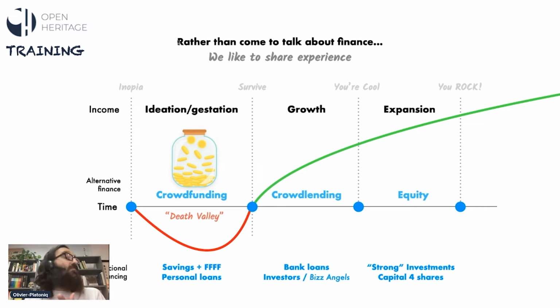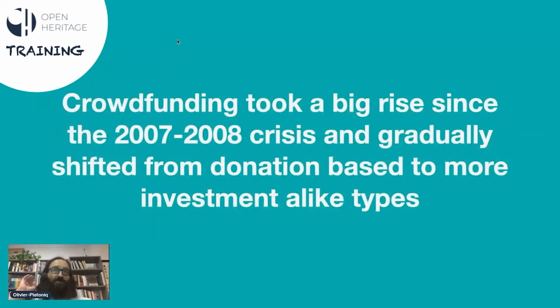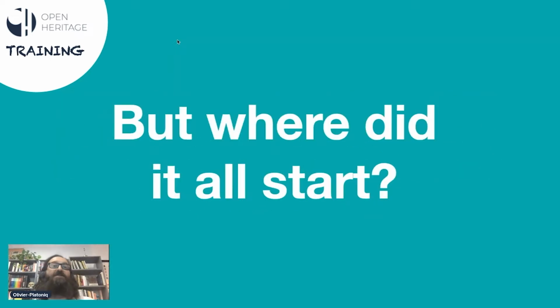Most probably after crowdfunding, you'll need some public funding, you'll probably need some crowd lending, and you'll probably need some impact investors to help. So we'll be talking about an equity scheme later on, further on your path, right? So think about this as the initial step of the life cycle of your organization. Crowdfunding took a big rise historically since the 2007 crisis, and gradually it shifted from donation-based to more investment-like types. But where did it all start?